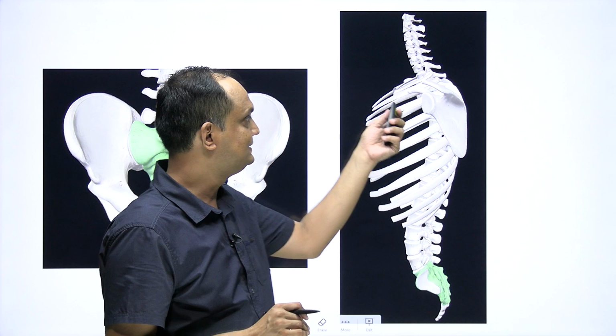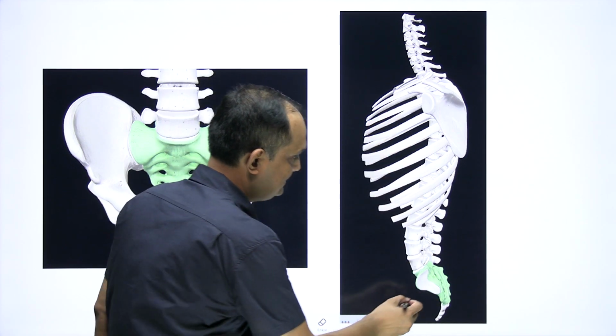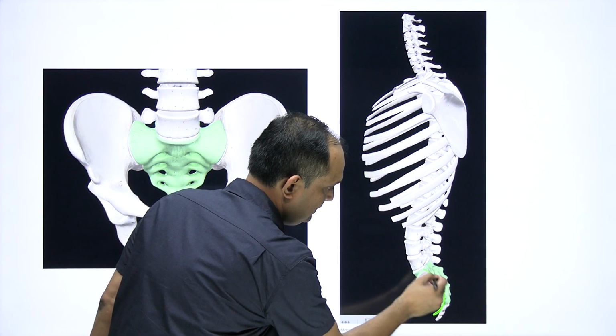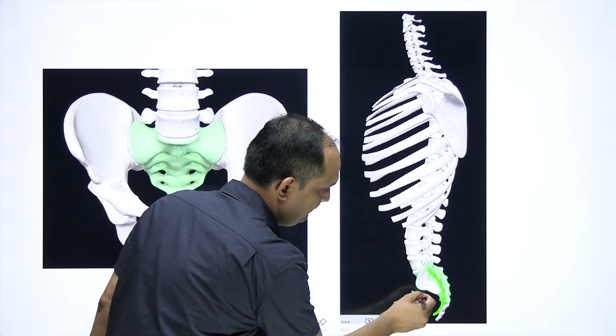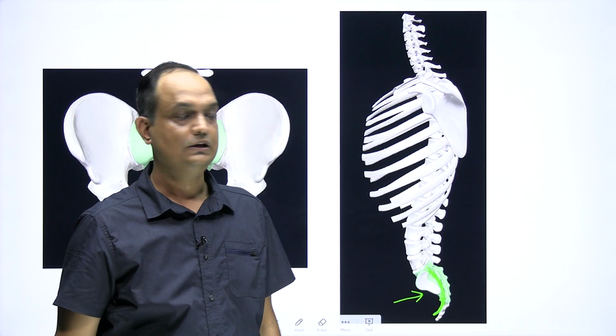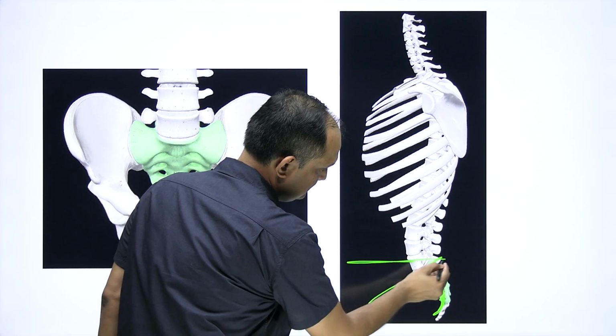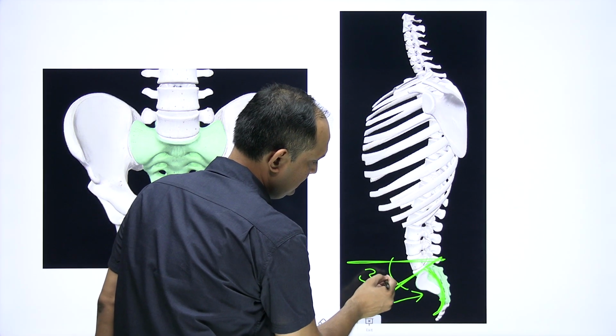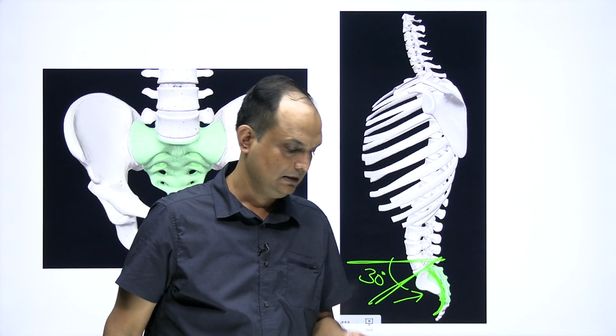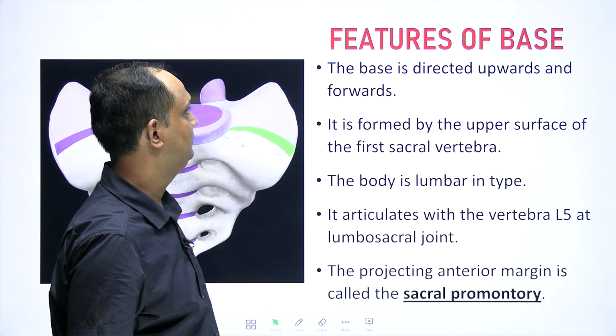Clear? Now, in this image, you can see that this is your sacral curvature, and this sacral curvature has an anterior concavity. And this angle is around 30 degrees with the horizontal plane. So, these are a few points about the anatomical position.